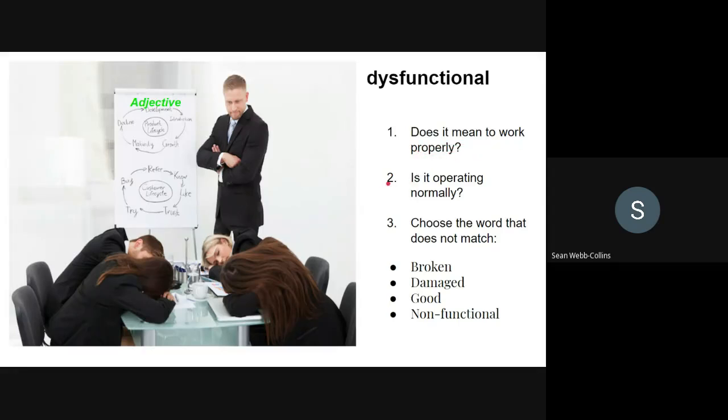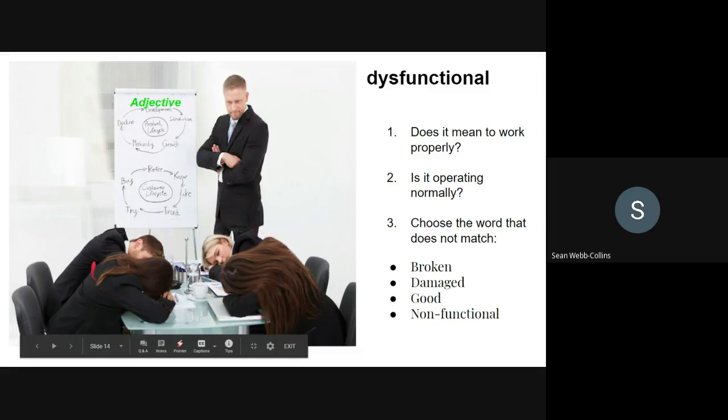And number 2, is it operating normally? Like we just said, if something is dysfunctional, it does not work properly, so no, they don't operate normally. Just as we see in this picture, this team is dysfunctional because they are not operating as a team normally.